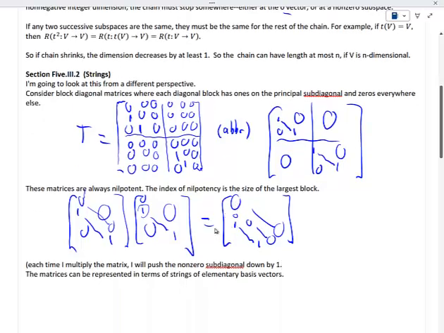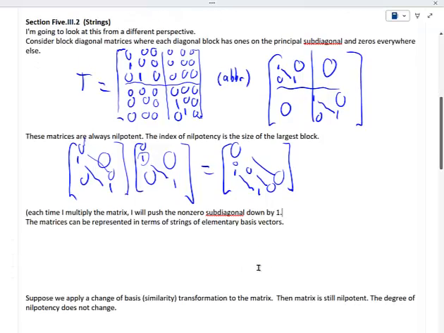Now, I could represent these matrices in terms of strings of elementary basis vectors. So he talks about strings. So here's a simple example where you have strings. If I label these, if my basis is E1, E2, in this case, it would be up to E6. Now, what does E1 go to? Well, if I multiply T by the vector, I'll do it over here.